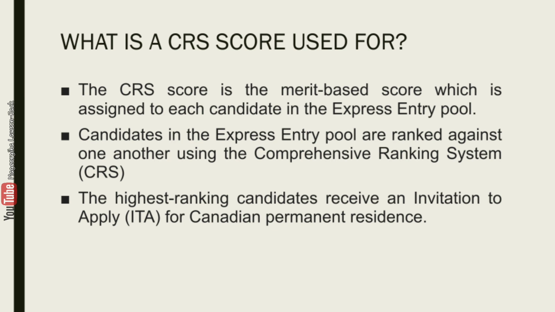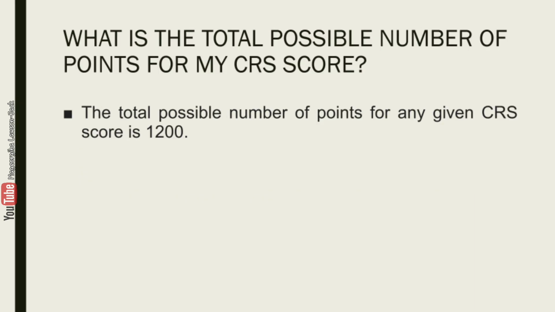Candidates in the Express Entry pool are ranked against one another using the Comprehensive Ranking System, and the highest ranking candidates receive an invitation to apply for Canadian permanent residence. The total possible number of points for any given CRS score is 1,200 points.